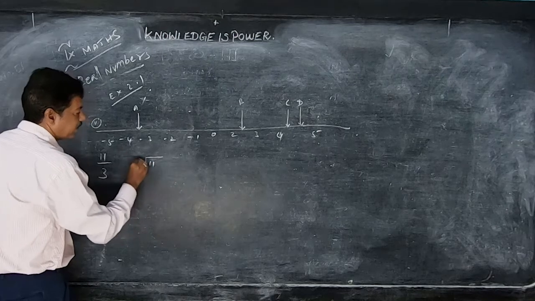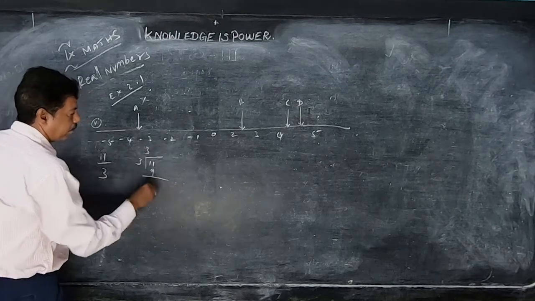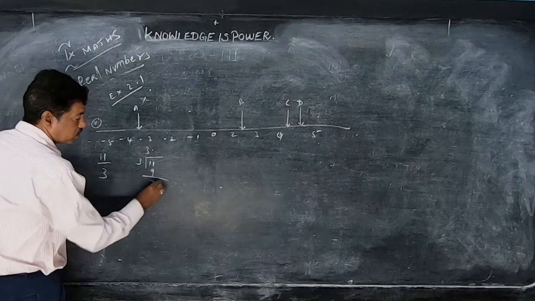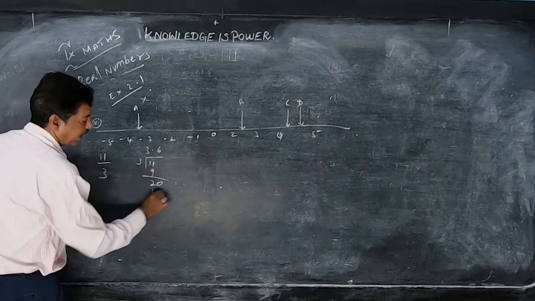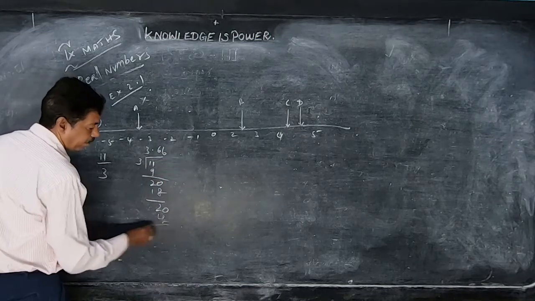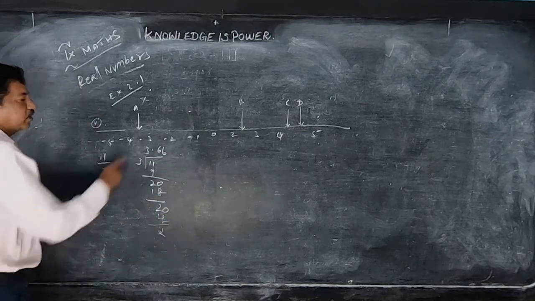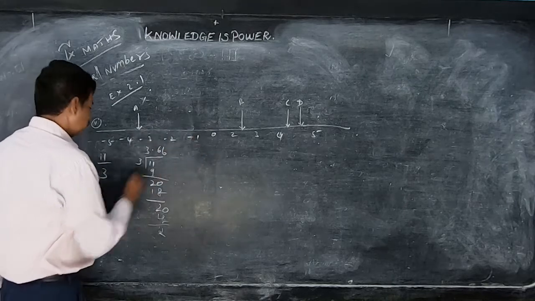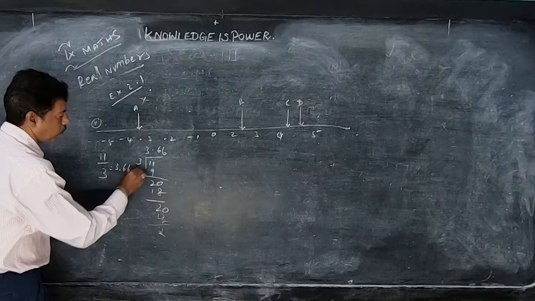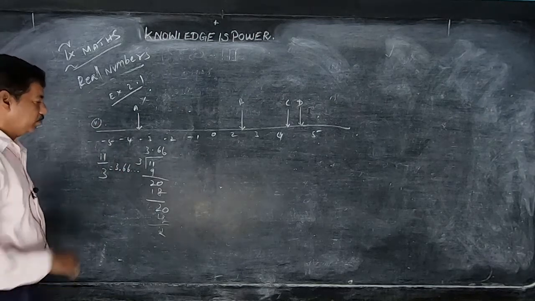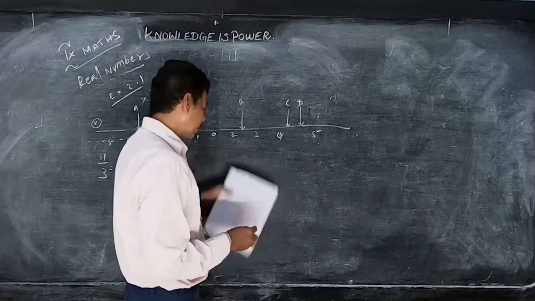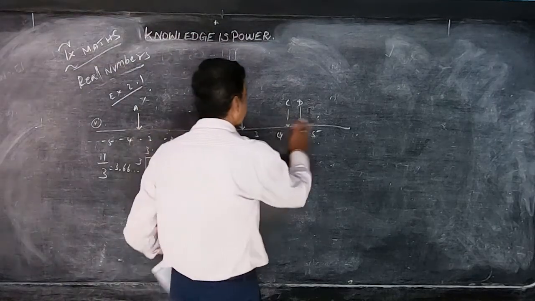So 11 by 3: 3 threes are 9, balance 2 point. What will we get? 0. 3 sixes are 18, again 2 0. 3 sixes are 18, same, it will go on in the same way. Okay, 3.666666. So what is the answer for this? 3.66..., because the same 6 will come again and again. 3.6. So between 3 and 4 it is there.